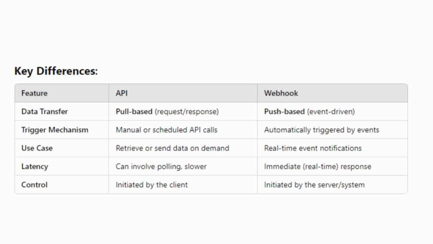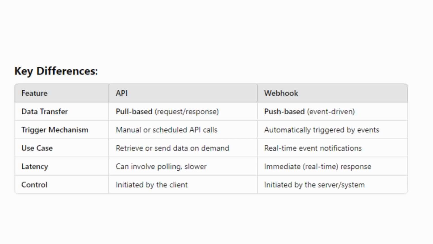For the use case, say I want to retrieve or send data on demand. Say I want to get our data, so I'll set up a GET URL, a GET API endpoint, and I'll get the data. Once I request that URL from the client to the server, the server gives me back the results. Whereas in a webhook, it's real-time notification, as I gave an example to you, right?